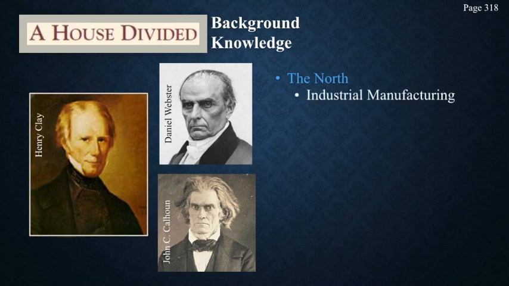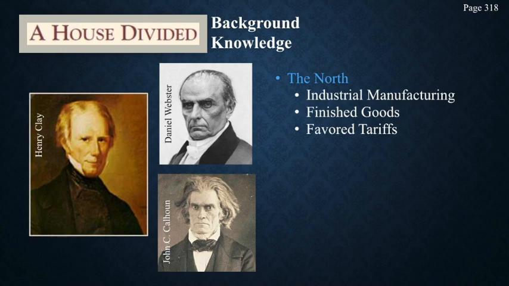The North, as you probably remember, was an industrial area. We had factories, we had mills, and factories and mills need raw materials in order to produce their finished goods. One of the places they could get these raw materials was from the South, and the number one most desired raw material at the time was raw cotton. Raw cotton was sent from the South to the North, where it was spun into thread and woven into fabric.